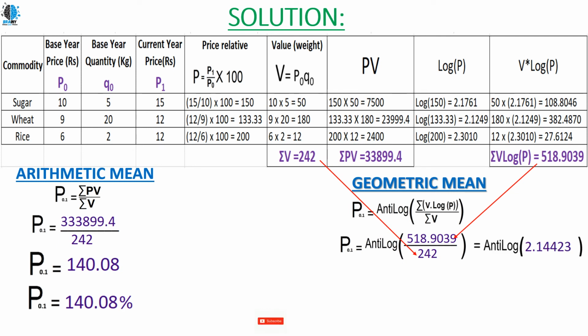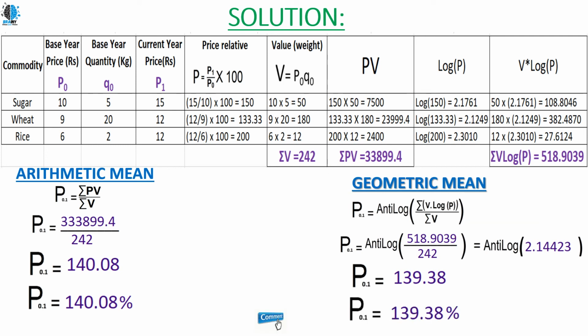If I divide these two values, I will be getting antilog of 2.14423. So I have to find the antilog of this. If I find the antilog of this, I will be getting 139.38. In terms of percentage, I'm going to represent this geometric mean as 139.38. So this is all about our arithmetic mean and geometric mean of the given question. I have represented these two values in percentage.